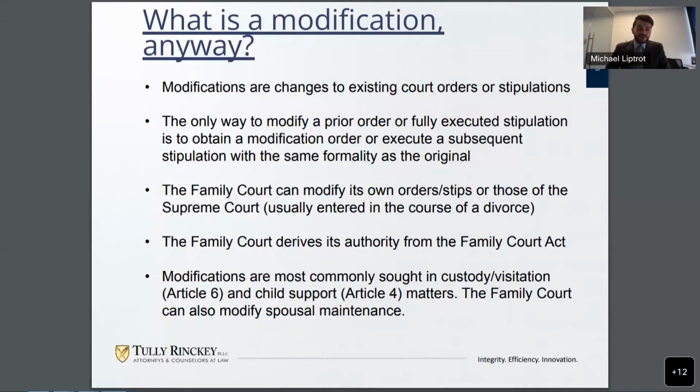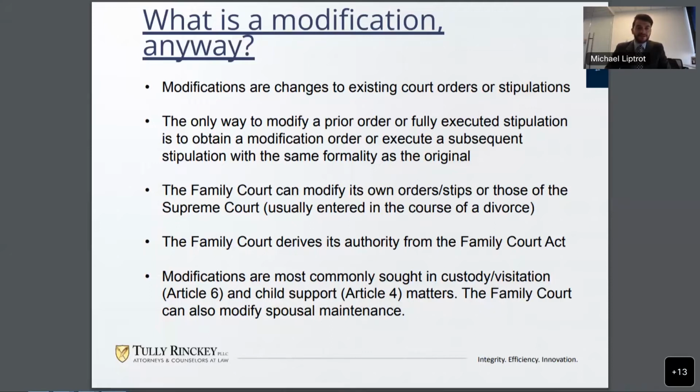Should the other parent stop cooperating, right? You're going to look back to the original order unless you have a subsequent court order modifying. And specifically with the family court, they obviously can modify their own orders, but they can also modify the judgment of divorce.